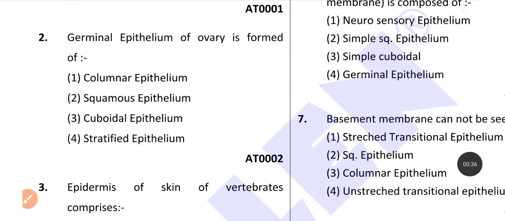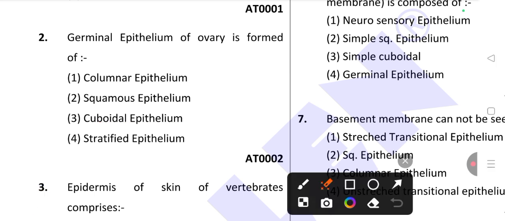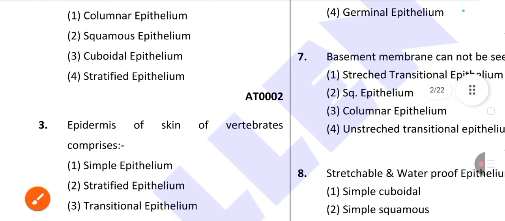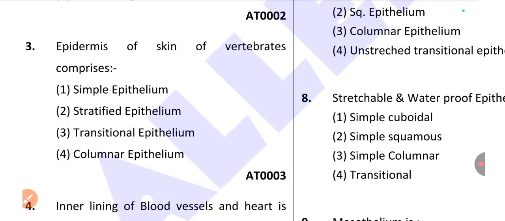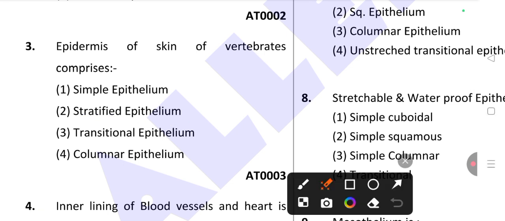And our next question, germinal epithelium of ovary is formed of. So germinal epithelium is formed of cuboidal epithelium. And let's see the next question. The third question is epidermis of skin of vertebrates, it comprises of. So the epidermis of vertebrate skin comprises of stratified epithelium.